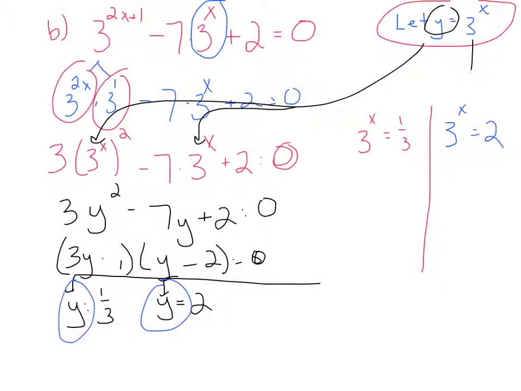Well, if 3 to the x is 1/3, that one's pretty easy. What's x have to be? Well, 3 to the negative first power equals 1/3, so x is just negative 1.